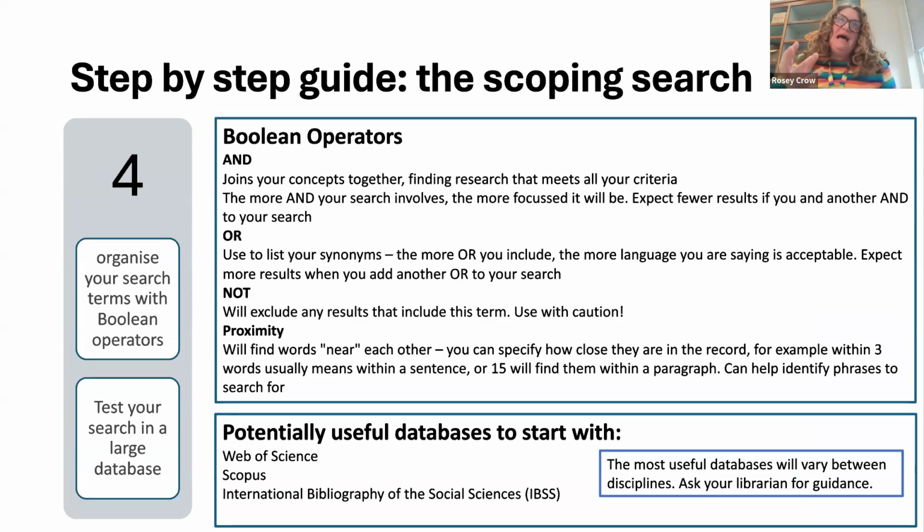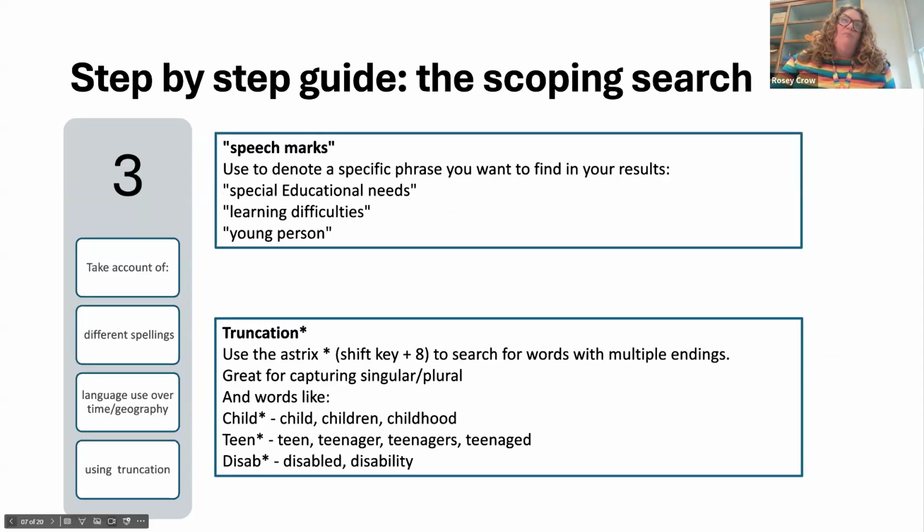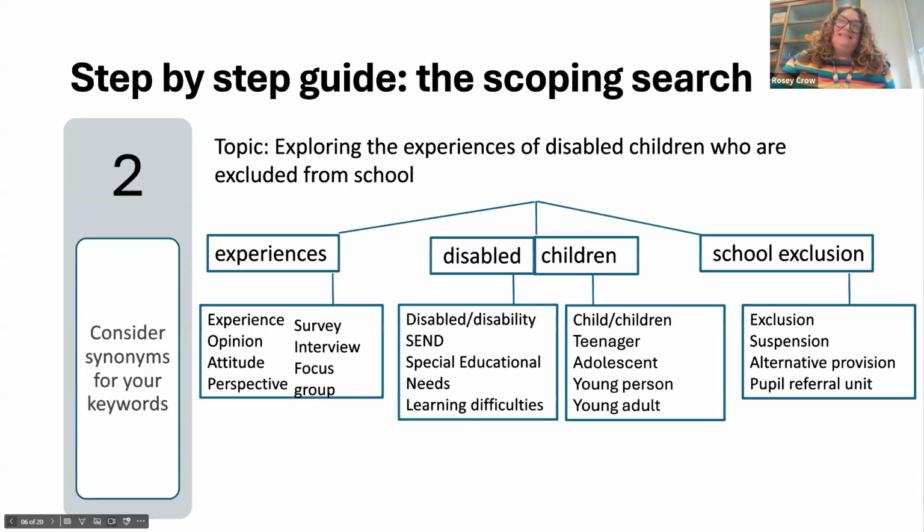The next thing we think about is how we're organizing our search. So these are operators, and basically they organize your search terms. We're going to have a look at doing this in a database in a minute. But AND is where you bring together those different concepts. So in our example here, I am interested in experiences and disabled children and school exclusion.